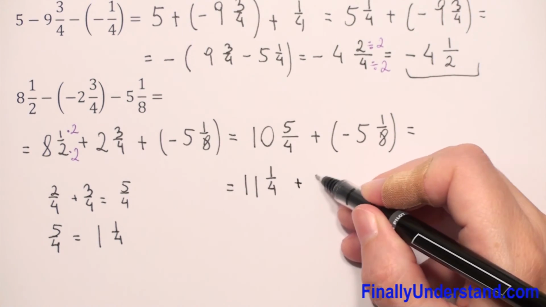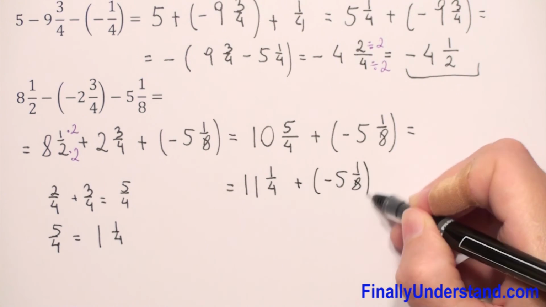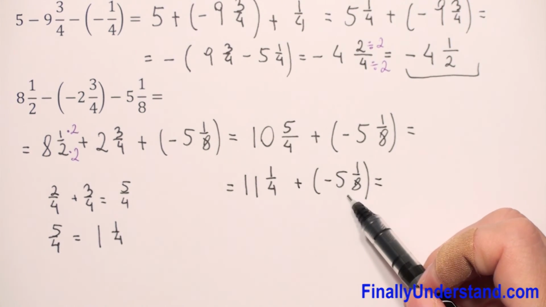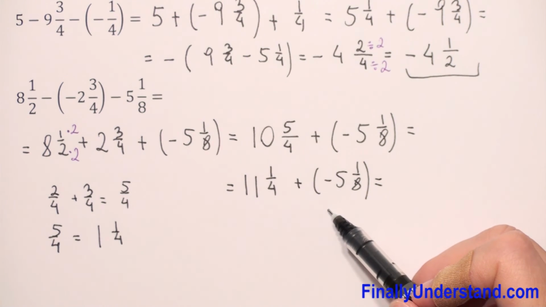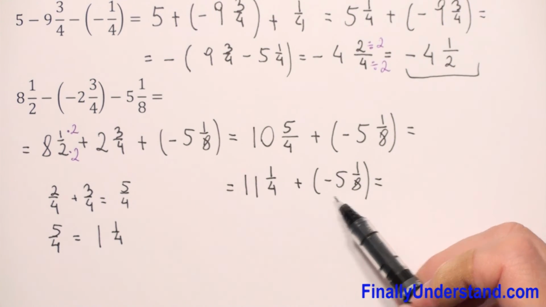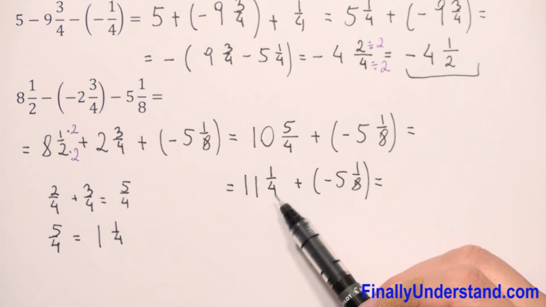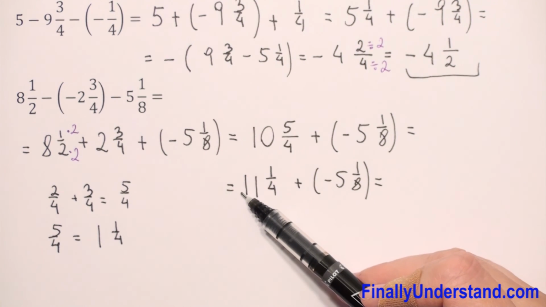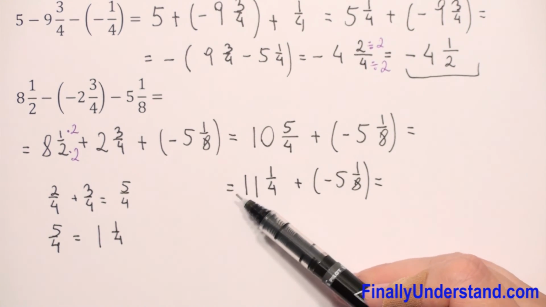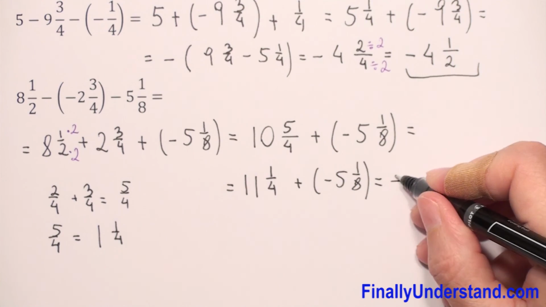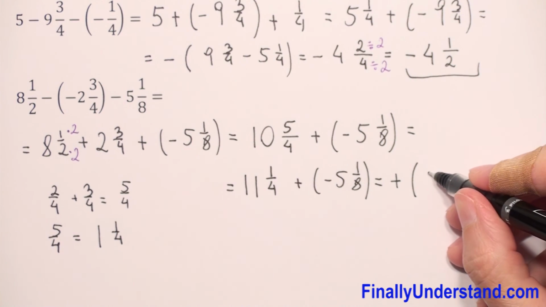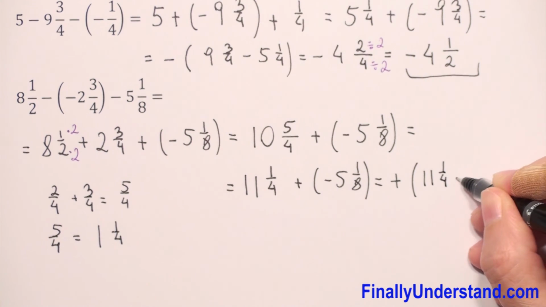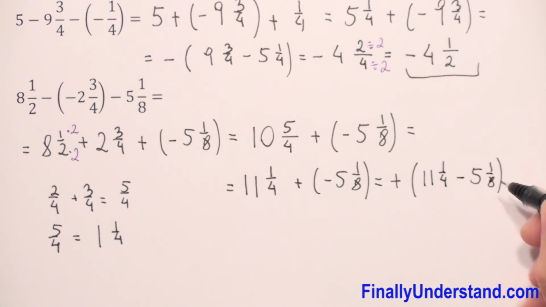Let me copy plus negative 5 and 1 over 8. So this is equal positive negative number. So first we forget about negative sign and we check which of these two numbers is greater. 11 is greater than 5. So we check the sign before the greater number. We don't have any sign. It means it's positive. Always we don't write positive sign. So it's positive 11. So I can write positive sign and I open parentheses, and from the greater number I subtract the smaller. So we have 11 and 1 over 4 minus 5 and 1 over 8, close parentheses.